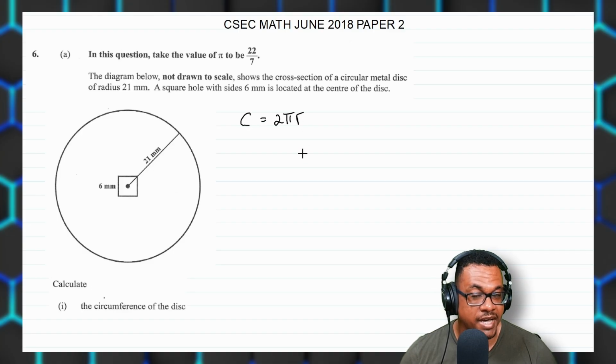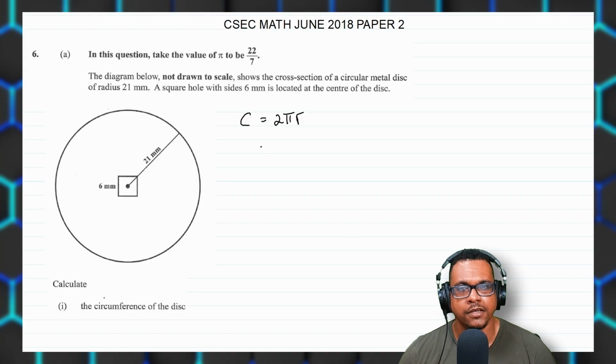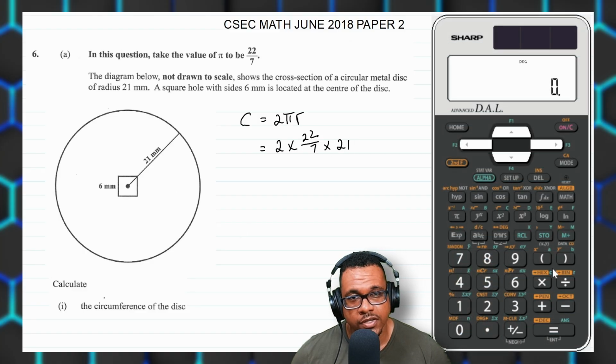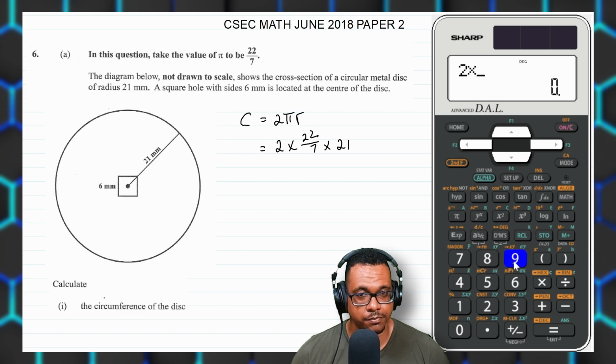And of course, we're taking pi as 22/7. So, this will be 2 multiplied by 22/7 multiplied by the radius, which is 21. Now, I can work that straight on the calculator using the fraction button. So, I can press 2 multiplied by 22, press the fraction button. So, that's 22/7. And then multiply by 21. And you can see we get 132.